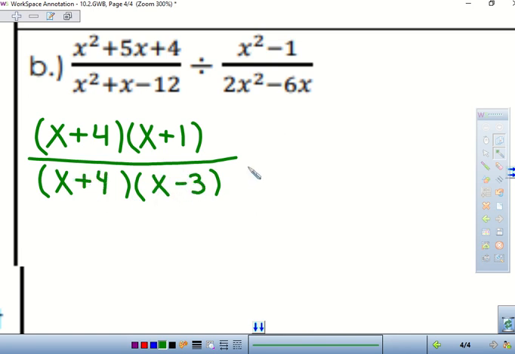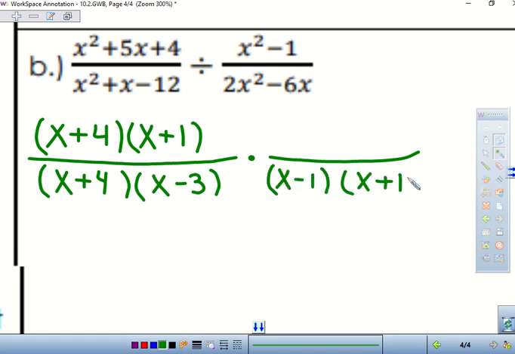So do we have any questions about the factoring so far? Now, remember, when we go to change it to multiplication, what do we have to do with that second fraction? Flip it. And then what can I factor out of this one here? 2x.